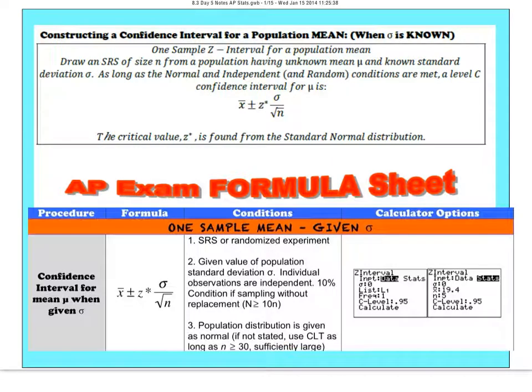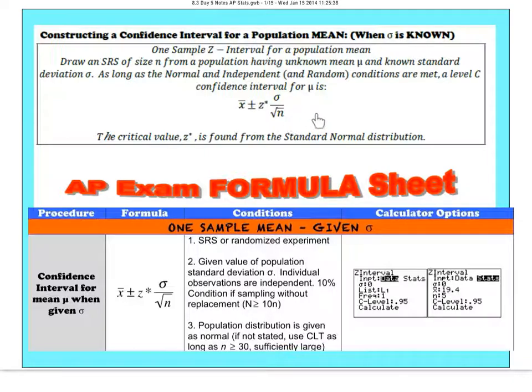Now do know that there's a confidence interval that you can compute if you are asked to do a confidence interval for a population mean when sigma is actually known. However, going forward, since we have that t critical value when sigma is unknown, rarely will you ever be asked to actually use this confidence interval. I do not think you would expect to see this on a free response. You might see one question as a multiple choice asking you about this.